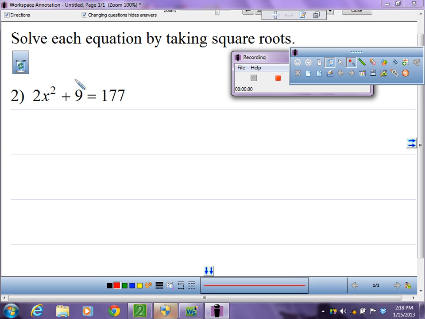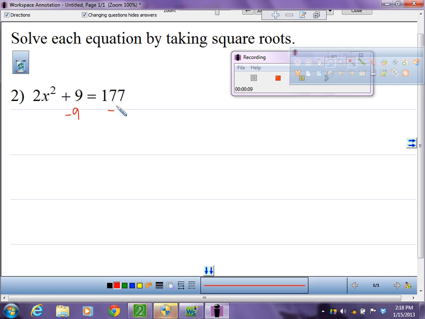Okay, this one they want you to solve for the x by taking the square root. So here you have to isolate the x squared term. So I'm going to bring the 9 across so that I can isolate my x squared term. Because since they're opposite signs, you're going to subtract them. Is 168. So now I can get rid of the 2.